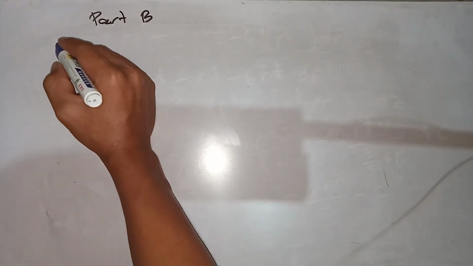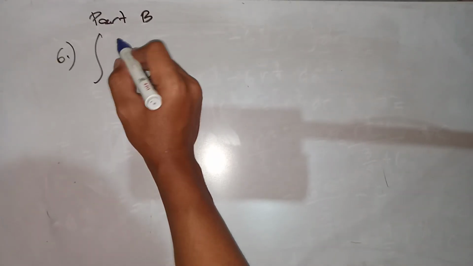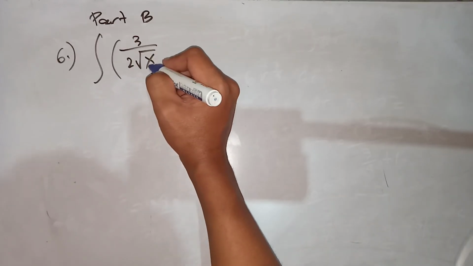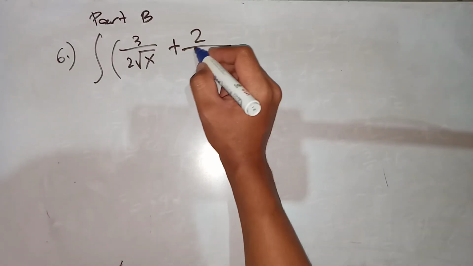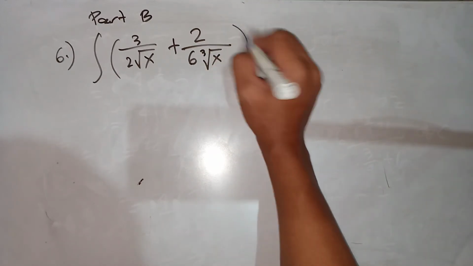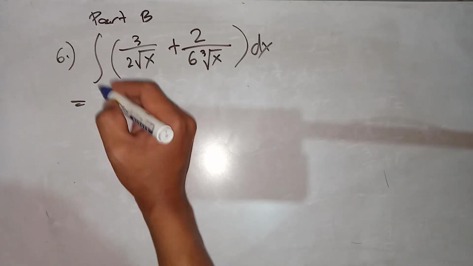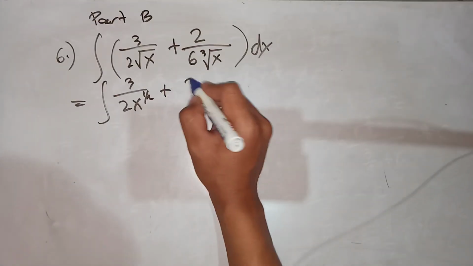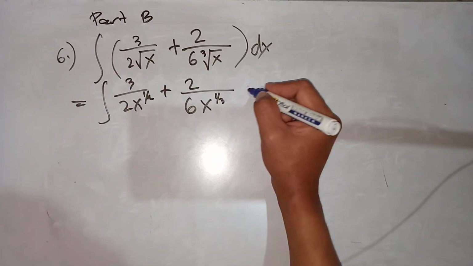So let's proceed to item number 6. If we have this integration of 3 over 2 x squared, no, it is x squared, square root of x plus 2 over 6 cube root of x dx. You could write this as 3 over 2 x raised to 1/2 plus 2 over 6 x raised to 1/3 dx.